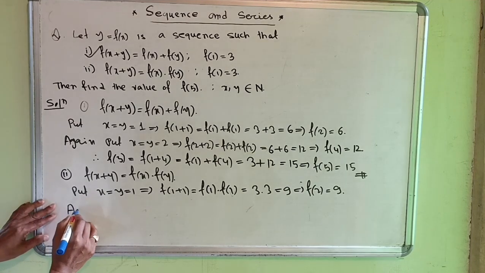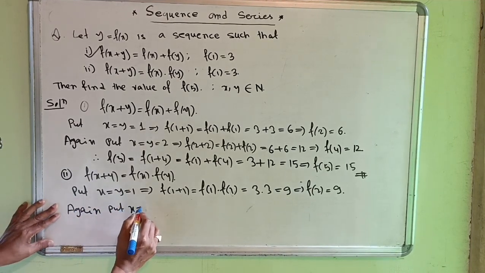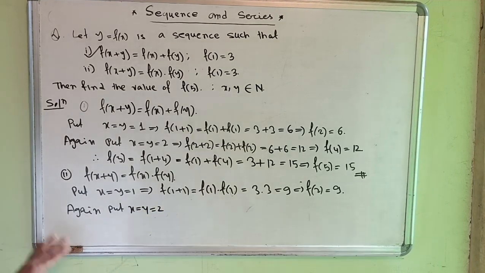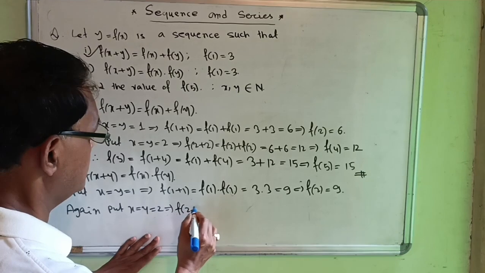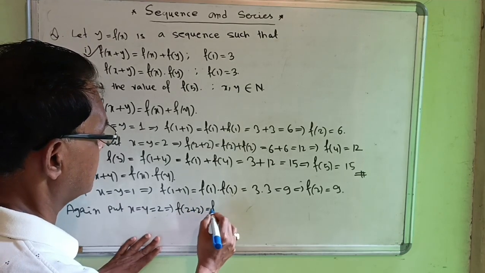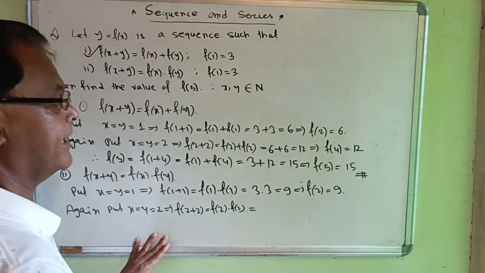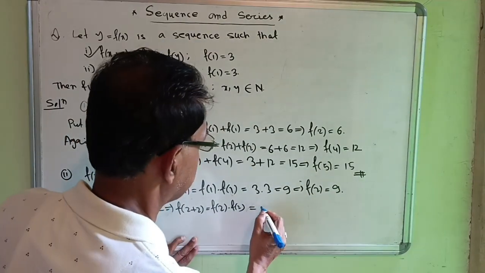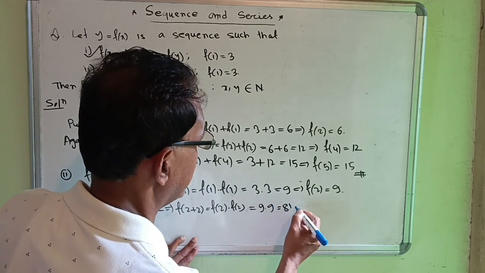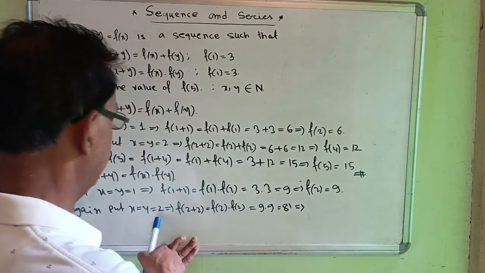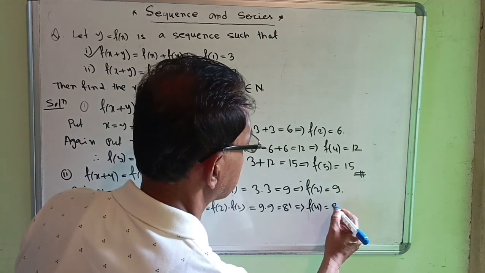Again, put x equal to y equal to 2. This implies f(2+2) = f(2)·f(2). This implies f(2) is equal to what? We get 9, and f(2) is equal to 9, therefore we get 81. This implies f(4) equal to what? f(4) equal to 81.